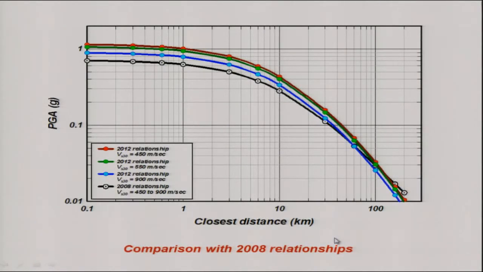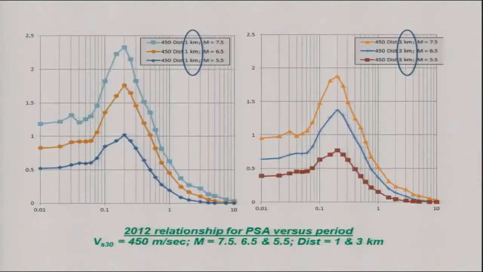The results are like this. The black one is the Idriss 2008 model, and this red one is the latest model for 450. Remember, in 2008, he didn't have a VS30 value. That's why he's comparing it with different VS30 values in 2012: 450, 550, and 900 meters per second. And in all cases, his 2012 model results in larger values than the 2008 model.